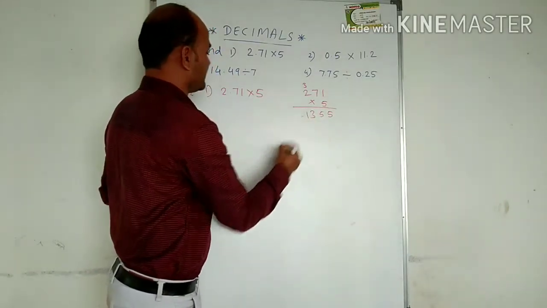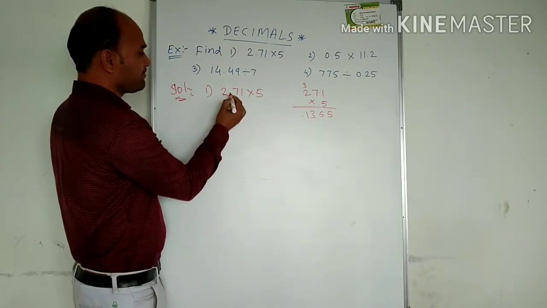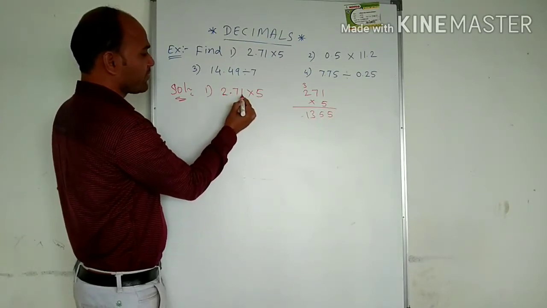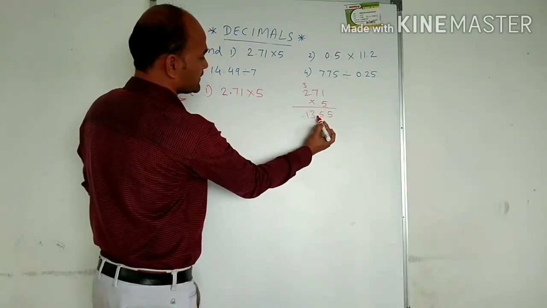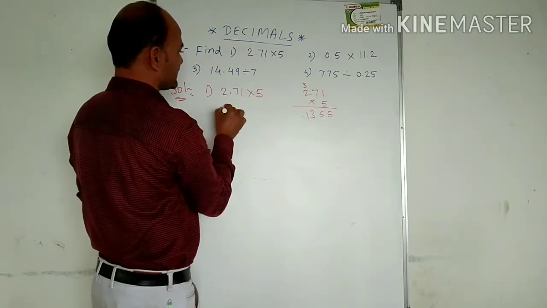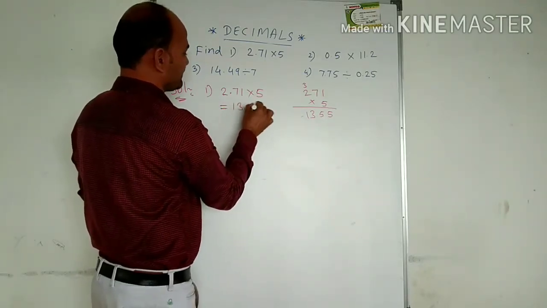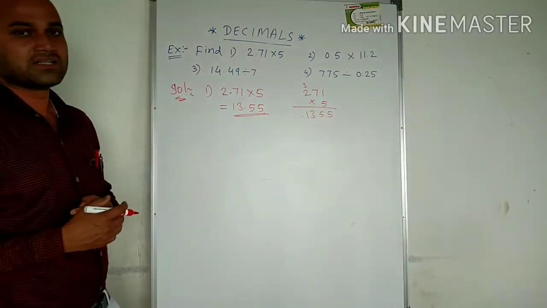13 we can write here. Now we check how many digits are there after the decimal point: 1, 2. So after 2 digits we put the point. What answer did we get? The answer is 13.55. We got the answer, 13.55.